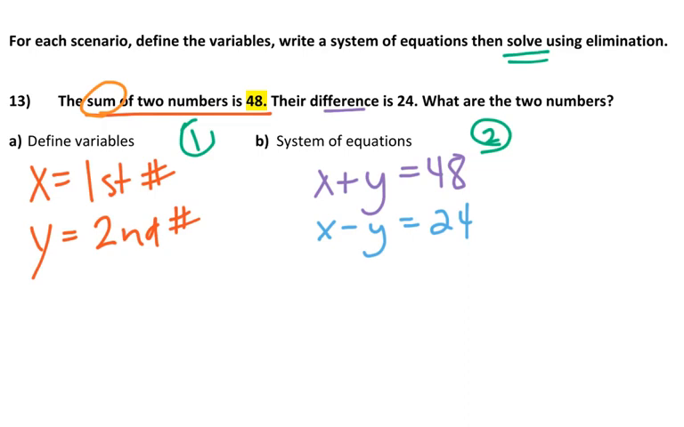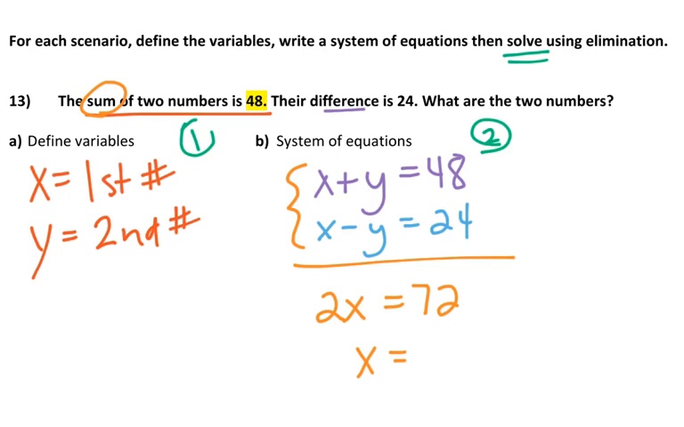As far as solving goes, if you look at the system I have, now that you know elimination, it's pretty easy to solve. I can just add together x and x, which is 2x, and the y's are eliminated. 48 and 24 is 72, and so x is equal to, divide both sides by 2, 36. So 36 is the first number.